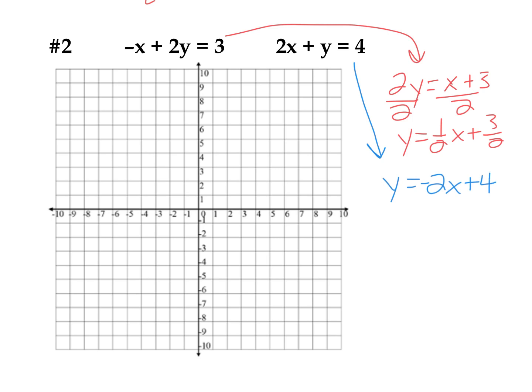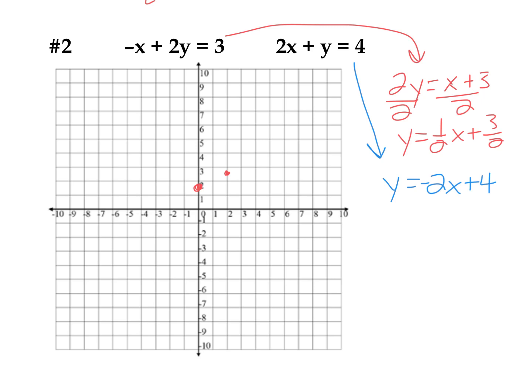So let's graph that first equation. We have y equals 1/2 x plus 3 halves. Plus 3 halves is 1.5, so we're going to go right there. Then we're going to go up 1 and over 2. Keep in mind, from this point, up 1 from 1.5 goes to 2.5, and then over 2. Then I'm going to go up 1 and over 2 again. I can keep doing that, so just be careful with those fractions.